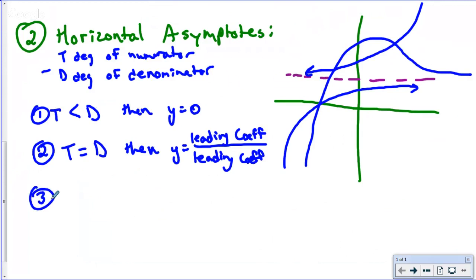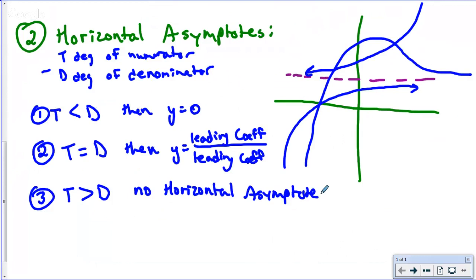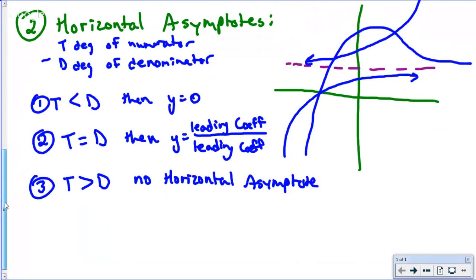And the other case is if the degree of the top is bigger than the degree of the bottom. So if the degree of the numerator is greater than the degree of the denominator, then there is none. In that case, we probably have some dividing to do. So we have a horizontal, we have a vertical, but then we also have what's called a slant asymptote.